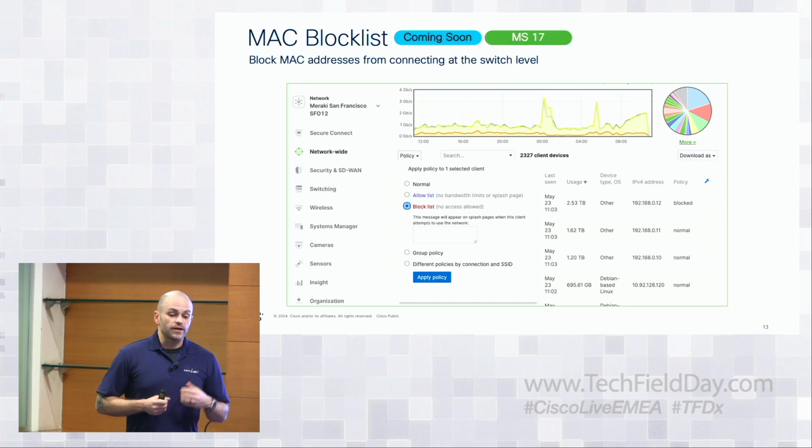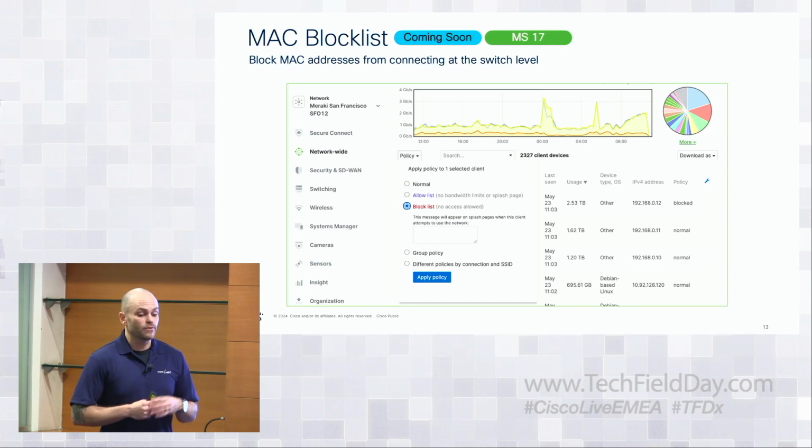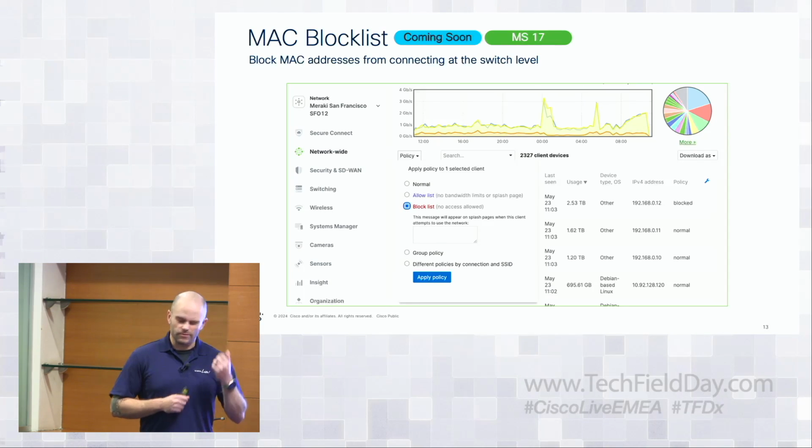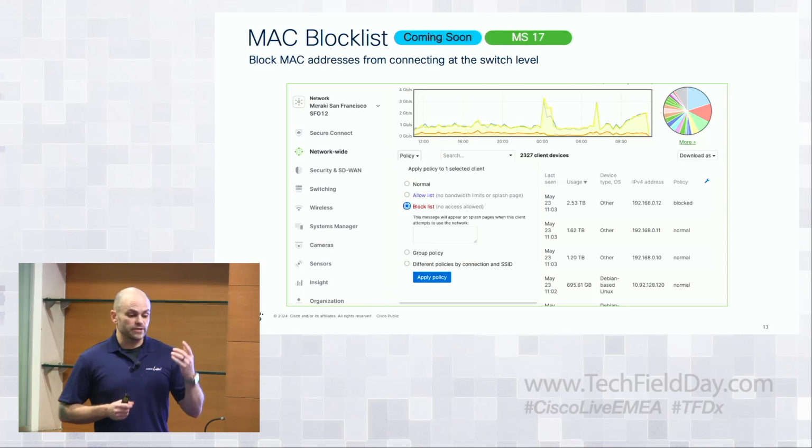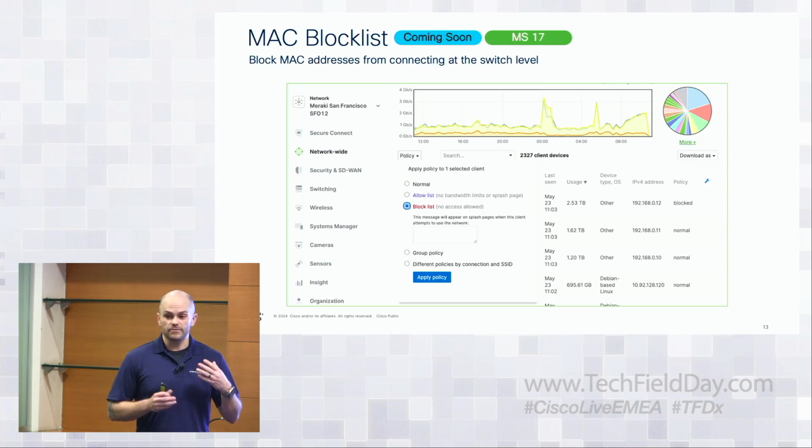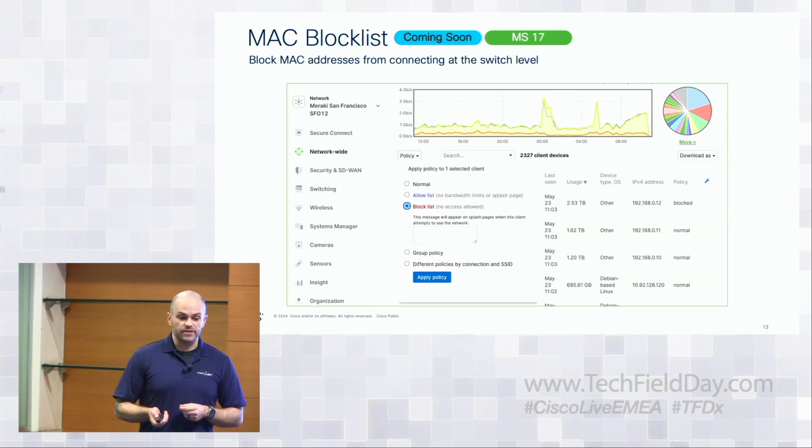We also are bringing with MS-17 MAC blocklist. This seems like a trivial feature, but we wanted to make sure that we did it the same way. We support MAC blocklists with our wireless and MX products. And so if you've ever worked with dashboard, you can select a client and you can just block them really quickly. We're going to leverage that same concept as well as the same APIs. So if you have any workflows built to automatically block clients that are misbehaving, we'll be able to tie right into that with MS-17.